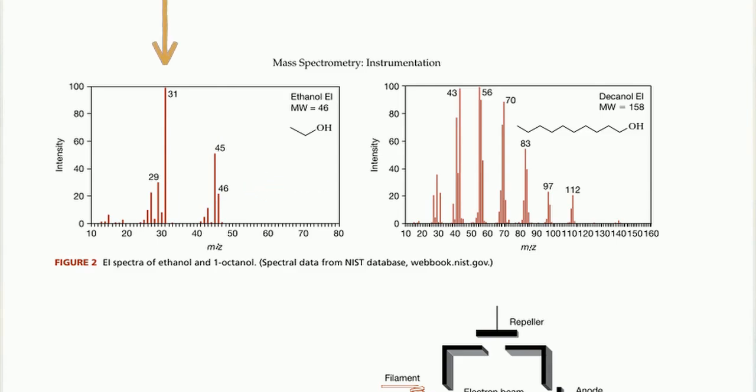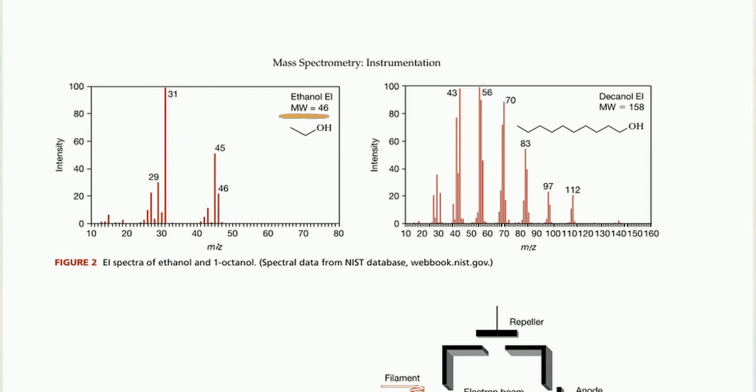The tallest peak on the graph is called the base peak. It represents the most common fragment created during the process. While the parent ion tells us the total weight, the base peak shows us the most stable way the molecule breaks. We can identify what the molecule is made of by looking at the gaps.